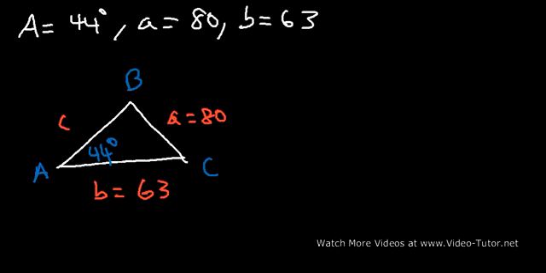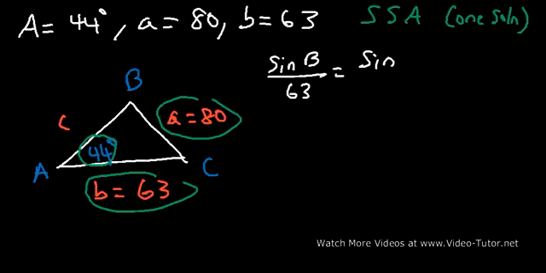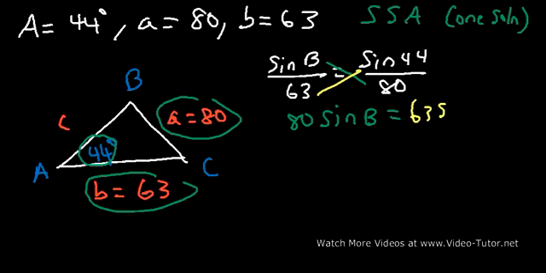So for this situation, we have a side and then an angle. So this is side angle. And for this situation, you only get one solution. Pretty much like the other ones, we got one solution as well. So let's start by solving for angle B. Sine of angle B divided by B, which is 63, is equal to sine of angle A, which is 44, divided by A, which is 80. So if we cross multiply, 80 sine B is equal to 63 sine 44.